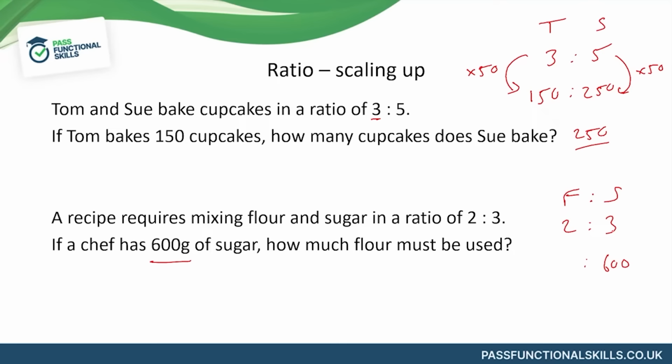600 divided by 3 is 200. So we have 200 times more sugar than the number in the ratio. So in order to make the recipe work, we need 200 times more flour as well, and 2 times 200 is 400. So we need 400 grams of flour.